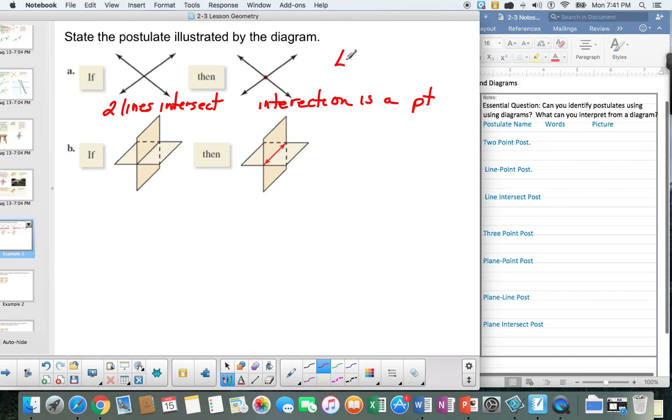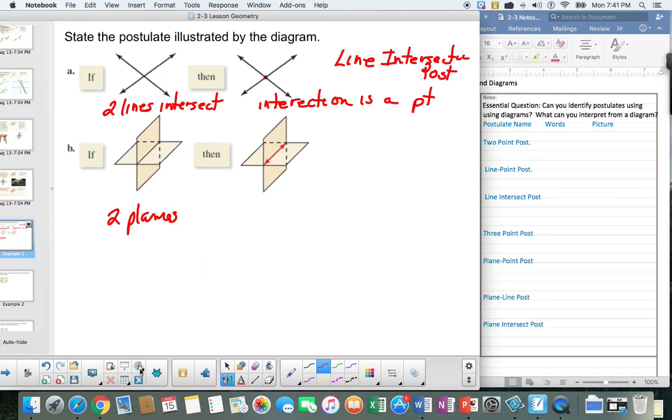So if you wanted to name it by its title, that would be line intersection postulate. Now, if you can give me the words right here, I will be satisfied. If you can give me the title or the words, it'll be good. Now, look here, it looks like 2 planes.